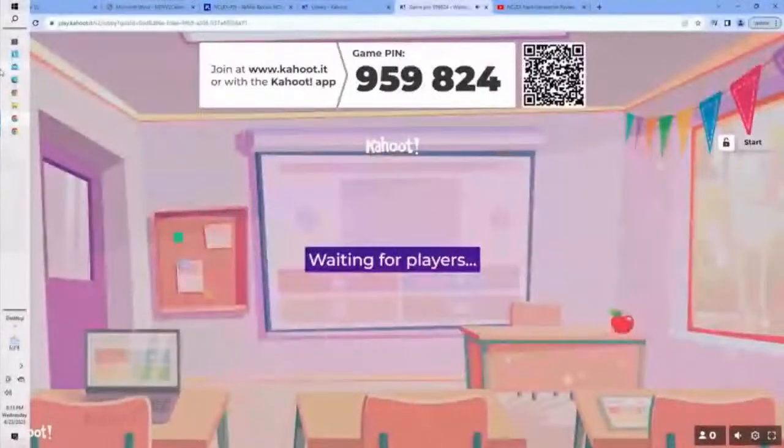For you to play, go to Kahoot.it. Game night starts at 9 o'clock, I'm just letting y'all know. You can sign in and get started by going to Kahoot.it and putting in this pin. It's 959. I hope y'all can see this the right way because it's backwards to me.